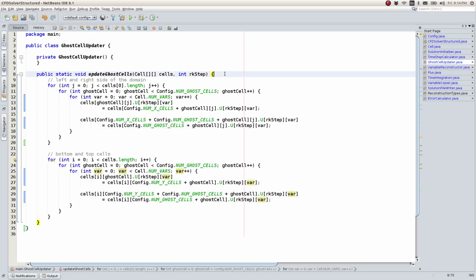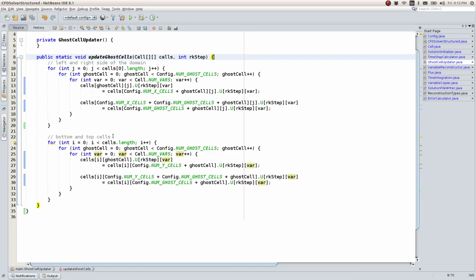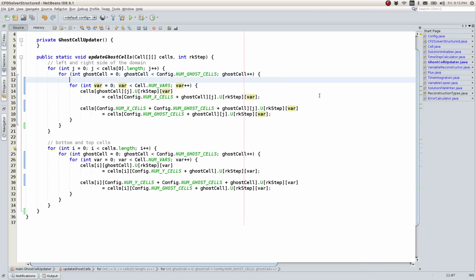So let us now update our ghost cells to apply the boundary conditions. Okay, now I have to think a little bit because I have not thought about it. How am I going to apply the boundary conditions? Here these are periodic boundary conditions. So variable 0, variable 1 and variable 2. This is for the left and the right side of the domain. I don't know how I'm going to do this.